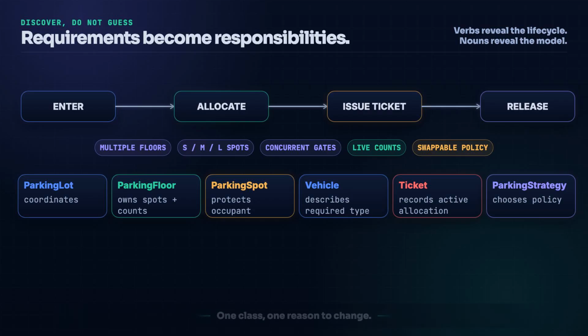Give each class one job. The lot coordinates the use case. A floor owns its spots and availability. A spot protects one occupant. A vehicle describes the spot type it requires. A strategy chooses according to policy. And a ticket records one active parking allocation.